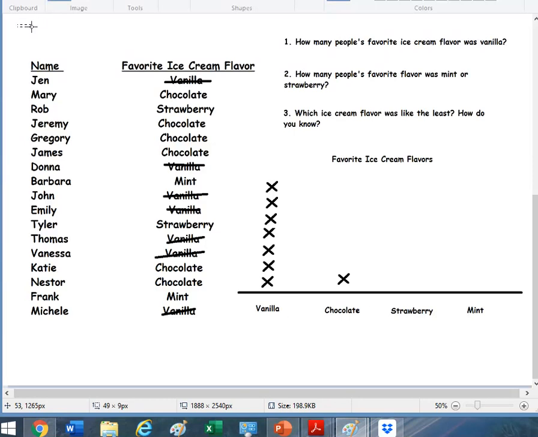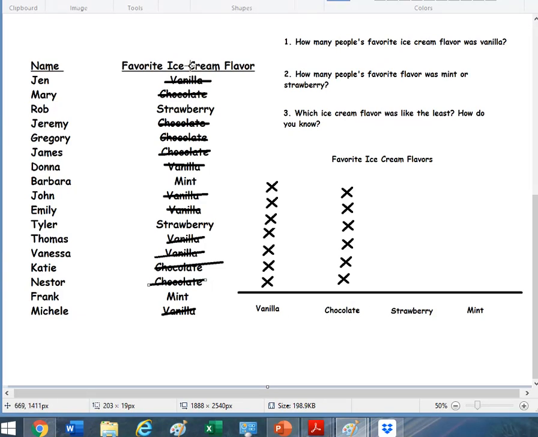1, 2, 3, 4, 5, and 6. Now I have to cross out that data. 1, 2, 3, 4, 5, and 6.